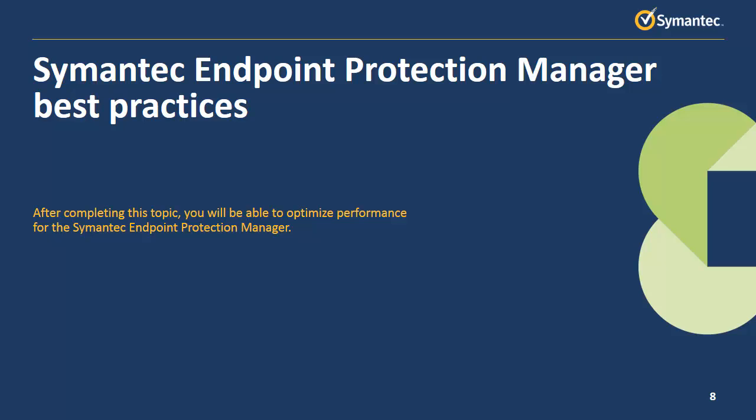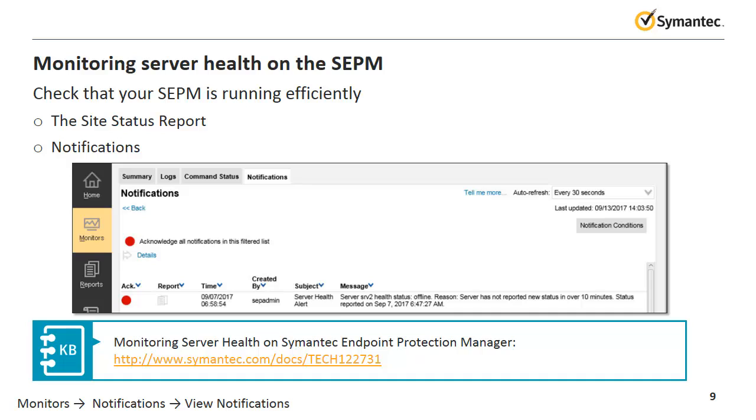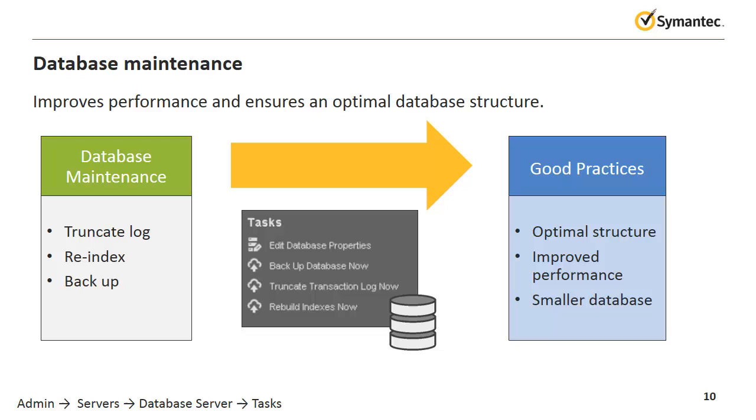Now that we've spent some time assessing the SEP environment and some issues that you might run into, let's take a look at Symantec Endpoint Protection Manager best practices. Symantec recommends checking SEPM server health regularly. You can schedule a server health report to run periodically. You can also configure a notification to highlight any underlying issues, for example, insufficient hard drive space or RAM, which may prevent the SEPM from functioning well. For more information, refer to the KB article on the screen.